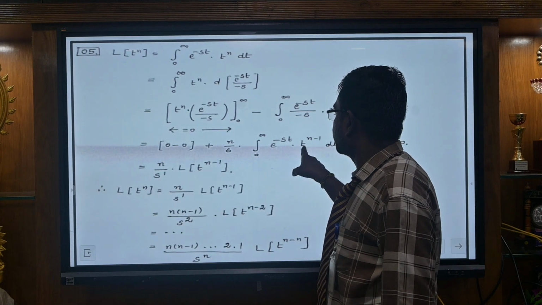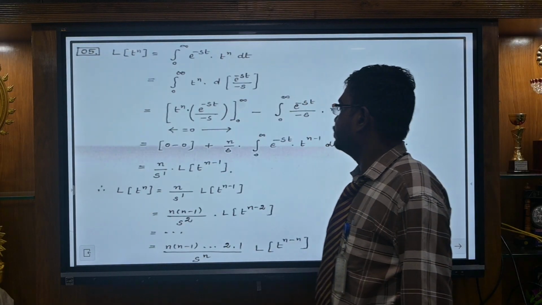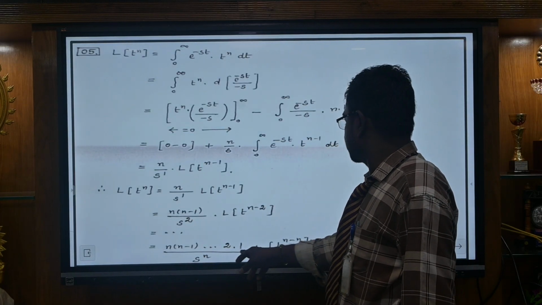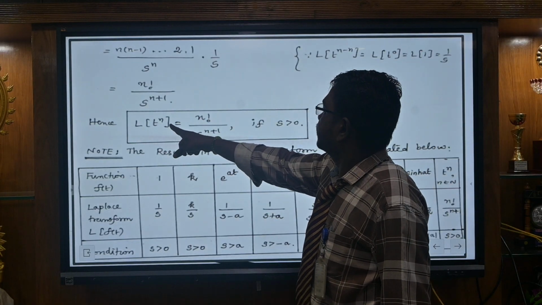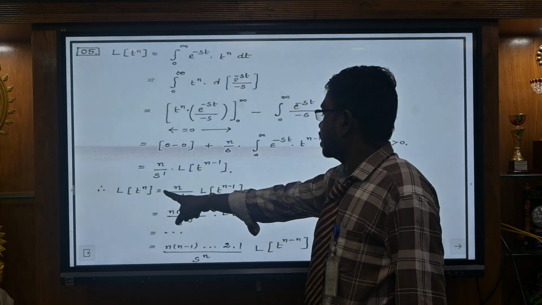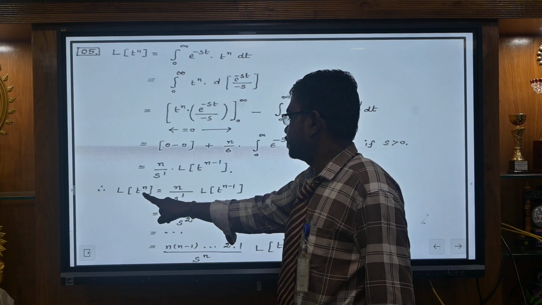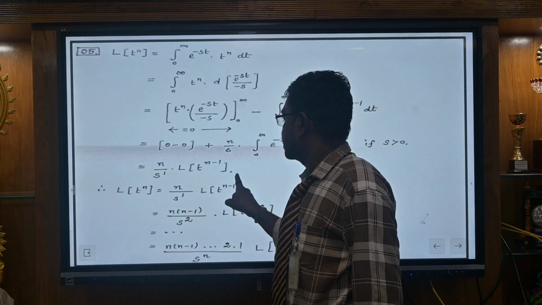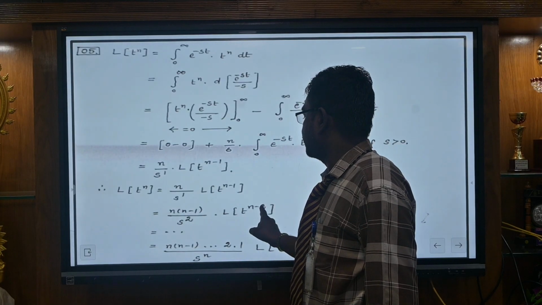This is the formula from Laplace transform. We get L of t power n minus 1. Therefore, L of t power n is n by s times L of t power n minus 1. We can simplify this in this way. So finally, L of t power n equals n factorial by s power n plus 1. So for L of t power n we get this. L of t power n equals n by s times L of t power n minus 1. Suppose we use this again for L of t power n minus 1, with n minus 1, and so on.